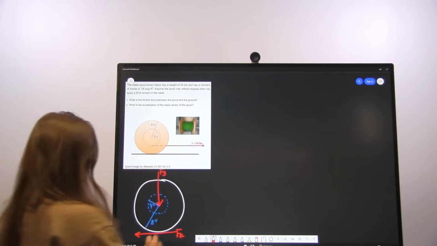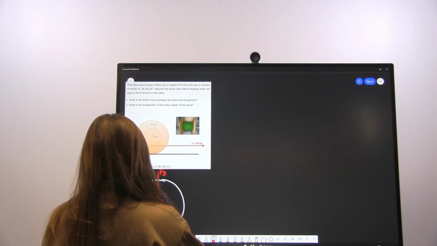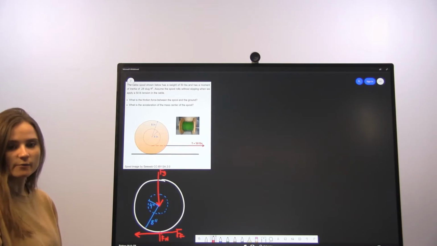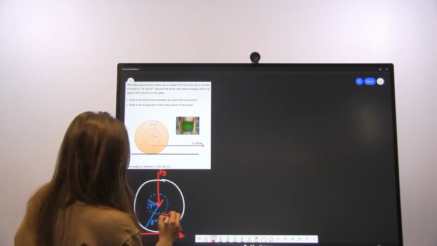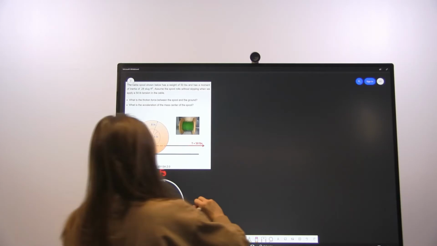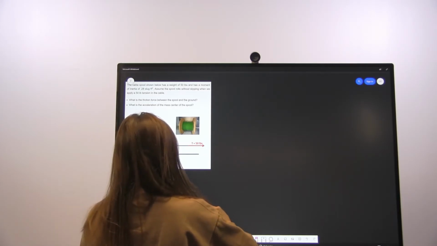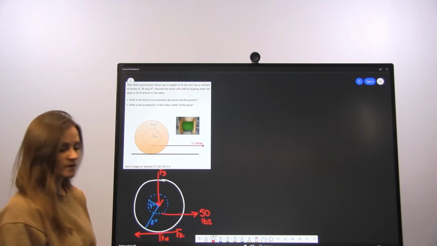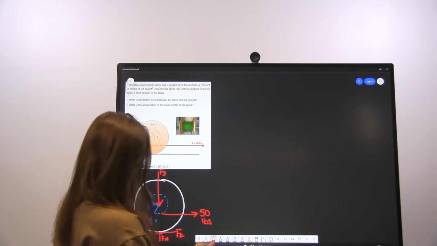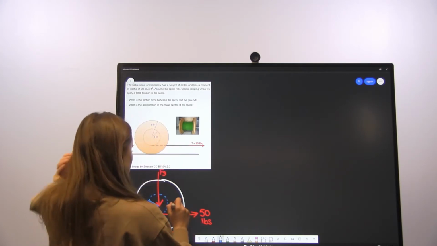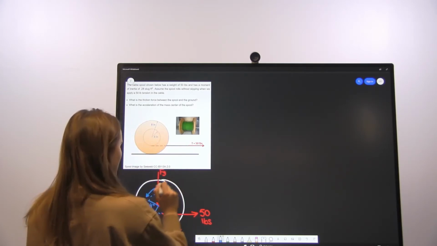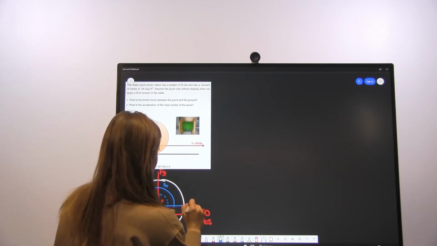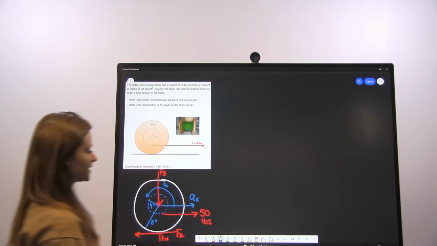And we also have a normal force acting up, which is opposing the gravitational force. And then we also have this tension force, which is 50 pounds, acting on this smaller radius. And then we have our acceleration, our angular acceleration, and our acceleration in the x direction.